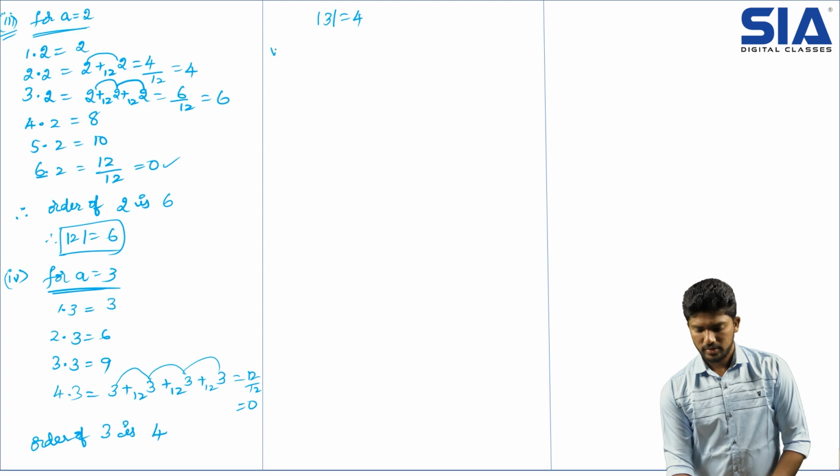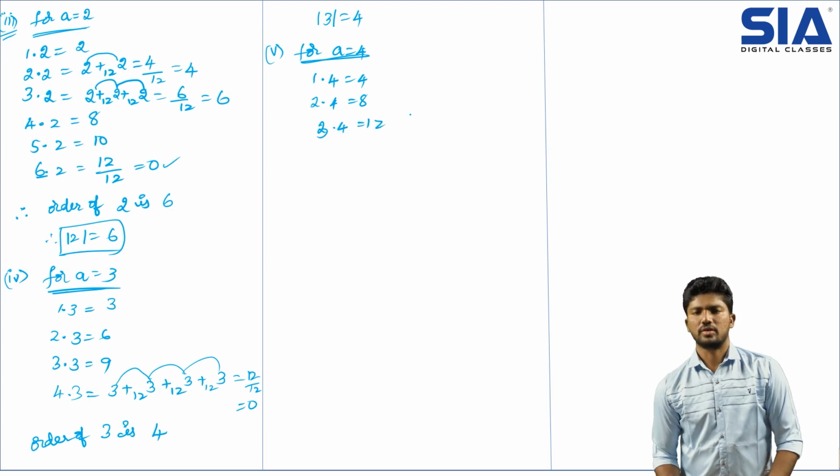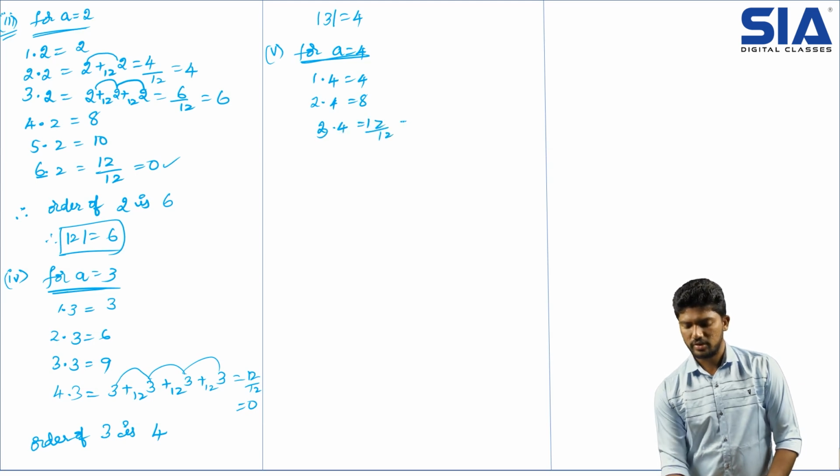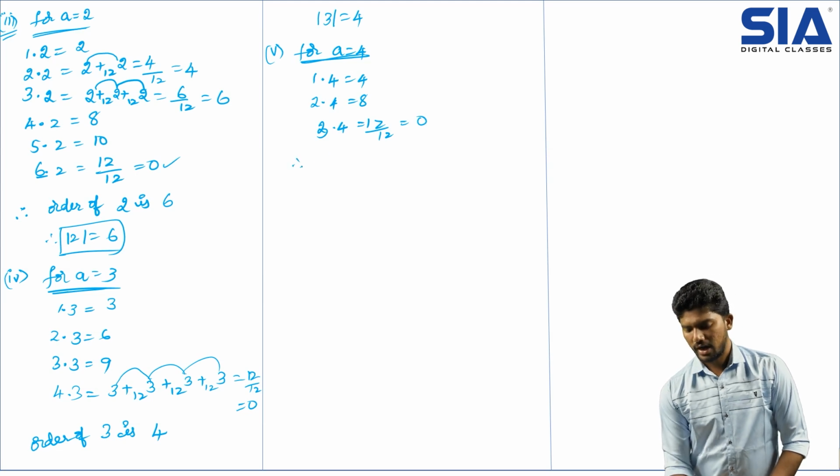Next, for a is equal to 4, 1 into 4 is equal to 4, 2 into 4 is 8, 3 into 4 is 12. If you divide this 12 by 12, you will get the remainder 0. So therefore the order of 4 is 3.